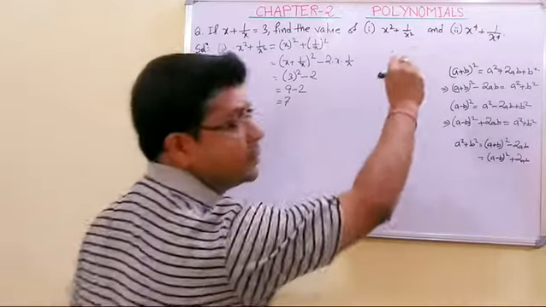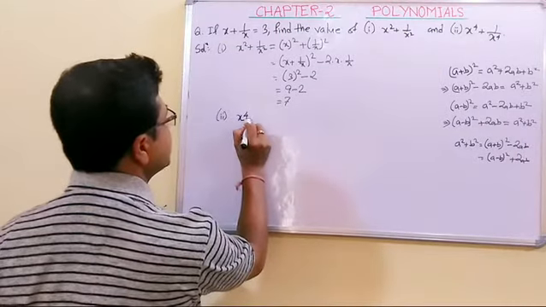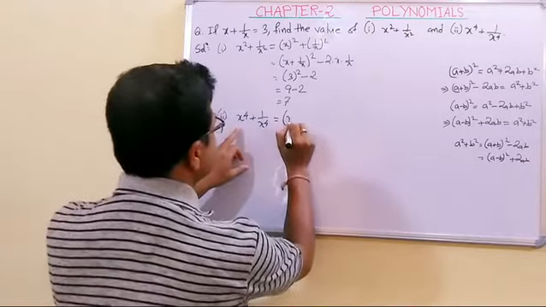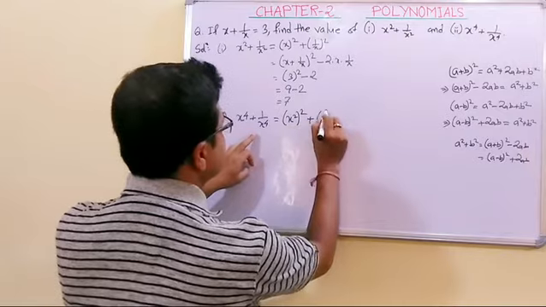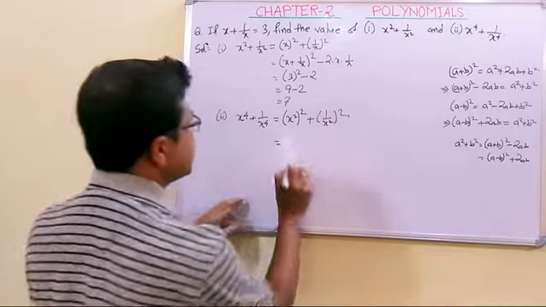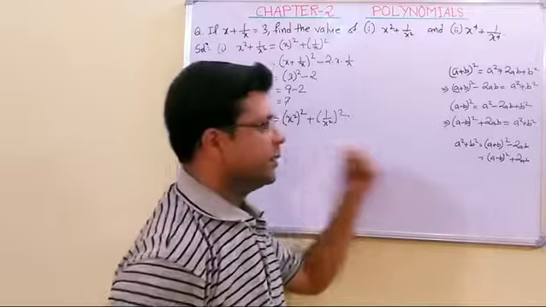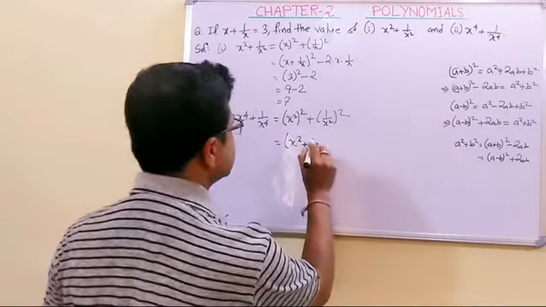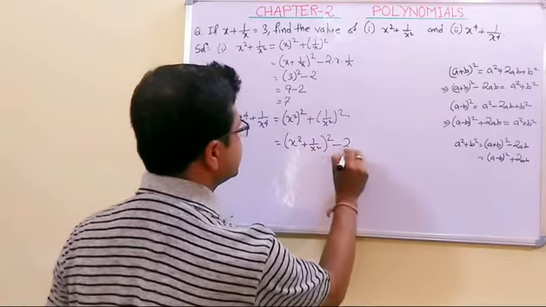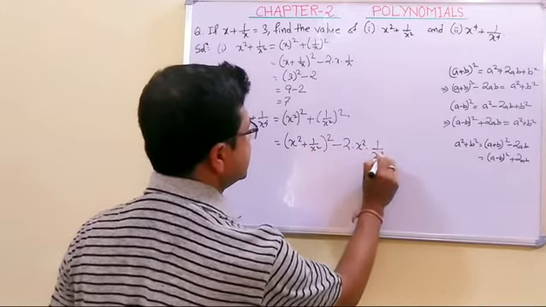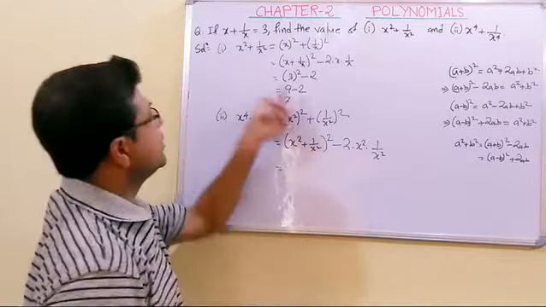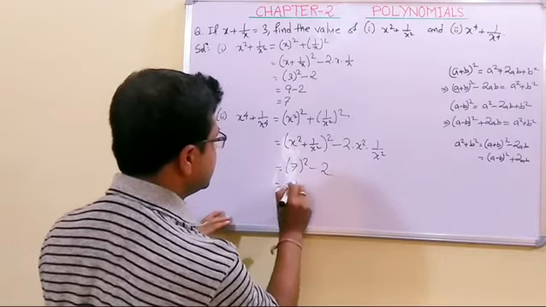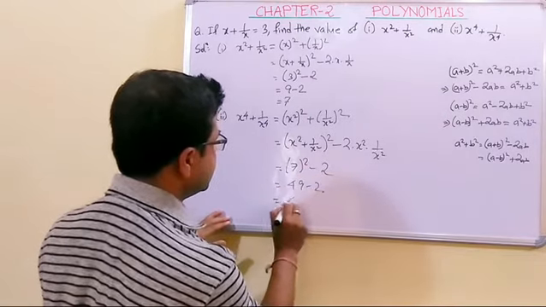Number 2. What we have to find? x to the power 4 plus 1 by x to the power 4. Okay, this can be expressed as x square whole square plus 1 by x square whole square. Now it is also of this form, a square plus b square. So it is the first formula, a plus b whole square minus twice ab. This will get cancelled. This value already we have found. How much it is? 7. 7 square minus 2. 49 minus 2 is 47.